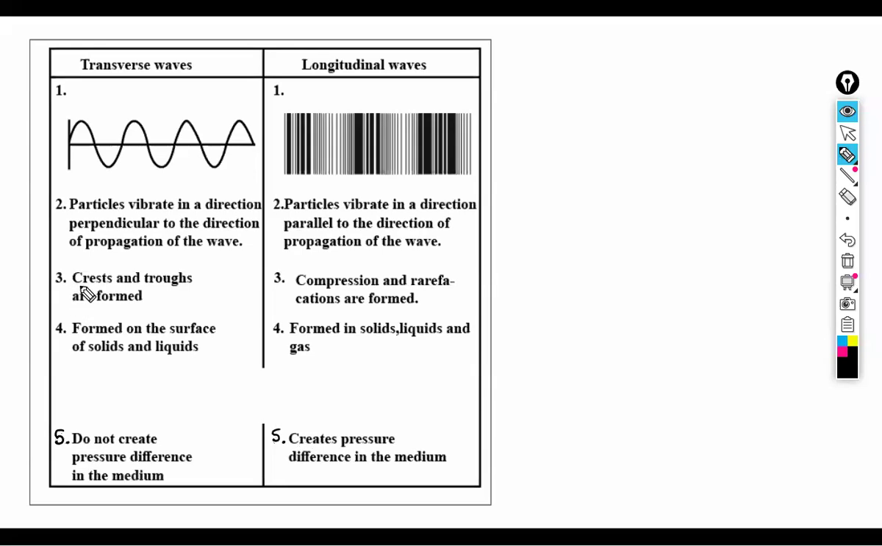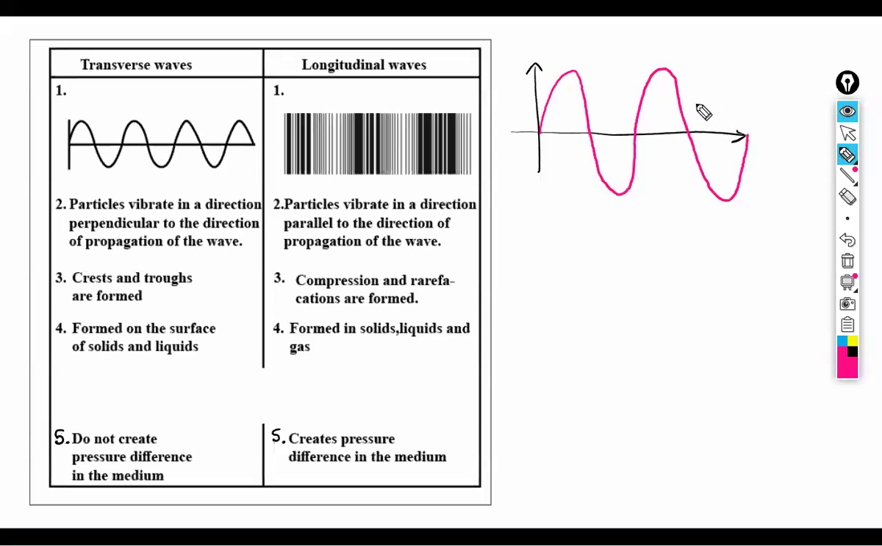If you don't know what a crest and a trough is, let me just explain. Remember how a transverse wave is depicted? Normally, it's depicted as ups and downs, ups and downs. The actual top of the wave is called the crest. The lowest part of the transverse wave is called the trough.